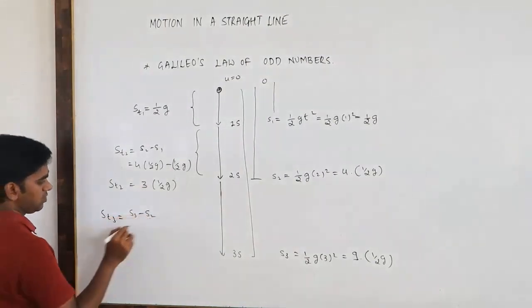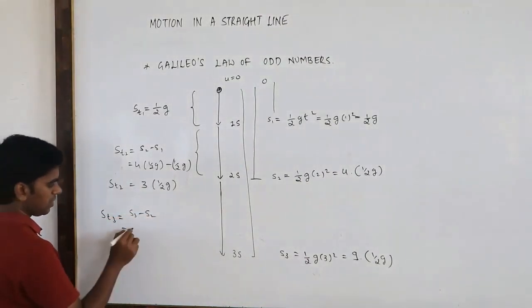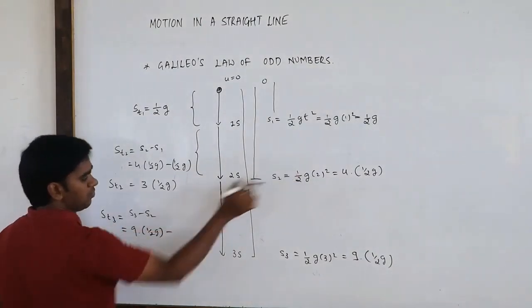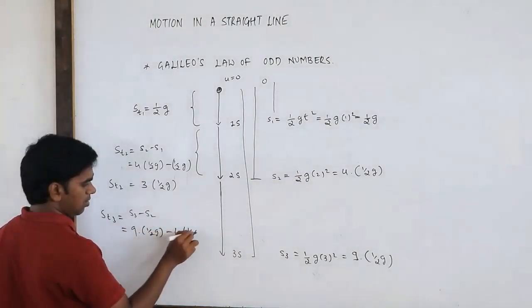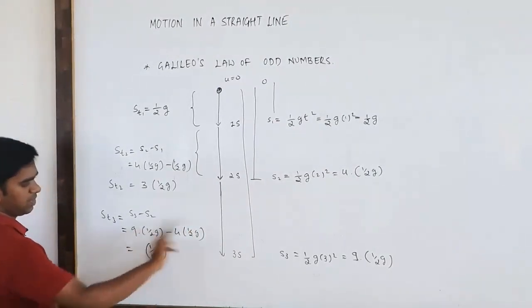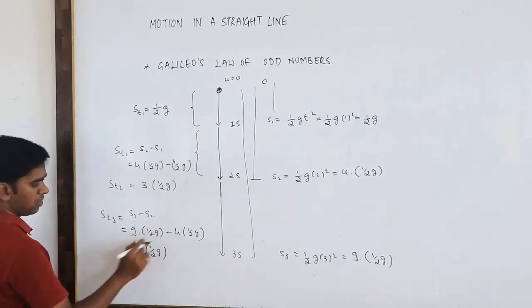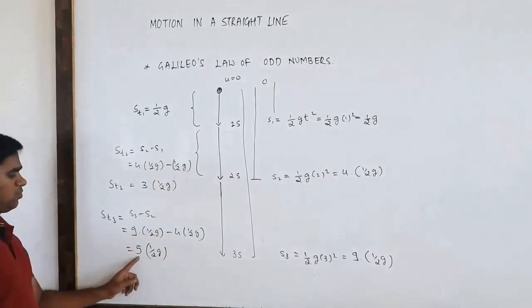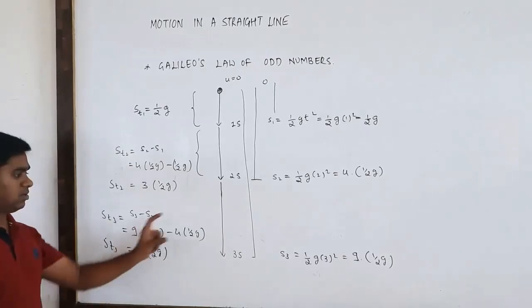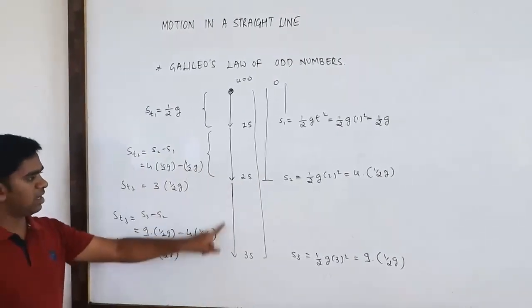S3 minus S2. Okay. What is S3? 9 half g minus 4 half g. Half g is constant, you take it outside. So 9 minus 4 is what? 5. Okay. So 5 half g is the distance traveled in the third second.